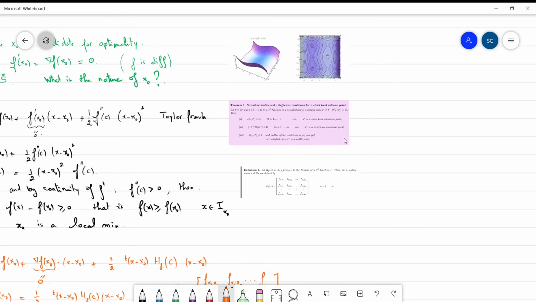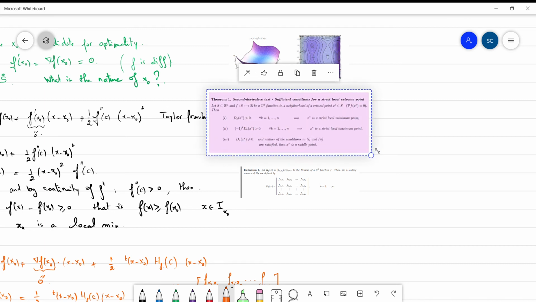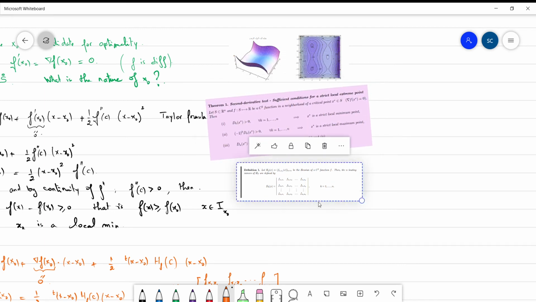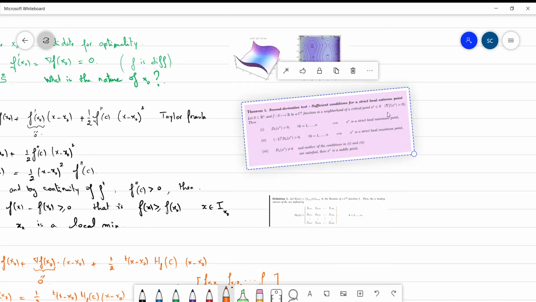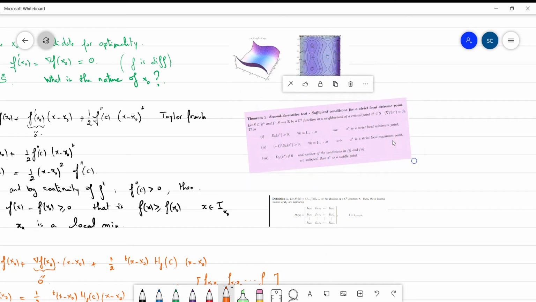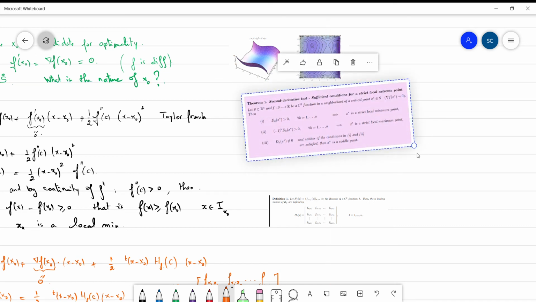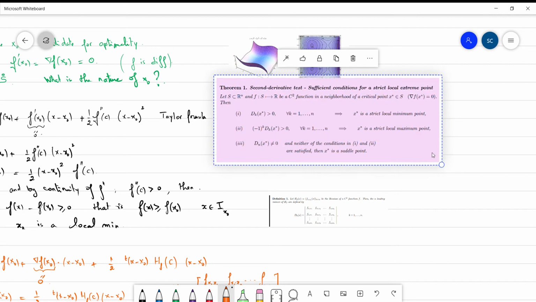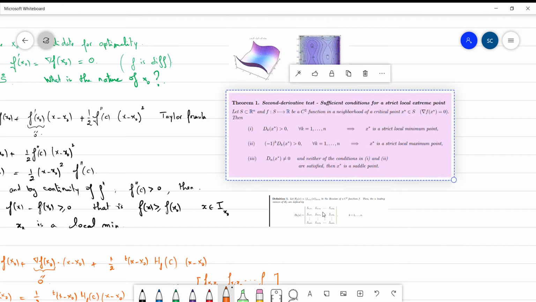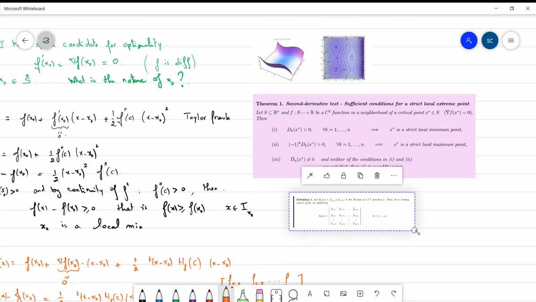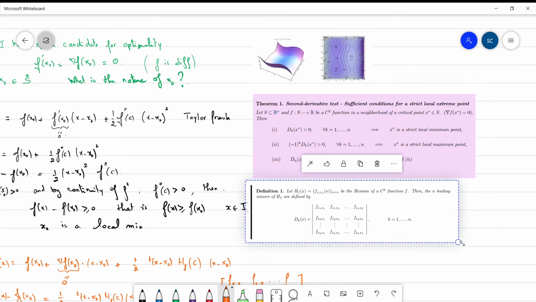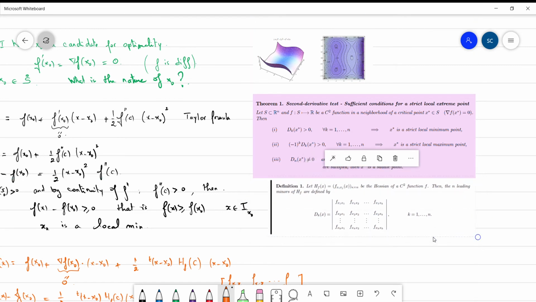So here is the theorem. Let's put it bigger, larger. Okay, so I have to move it. Okay, so here it is, my main theorem, and the definition of the determinant that I need to give here. Okay, so the main theorem is called the second derivative test.